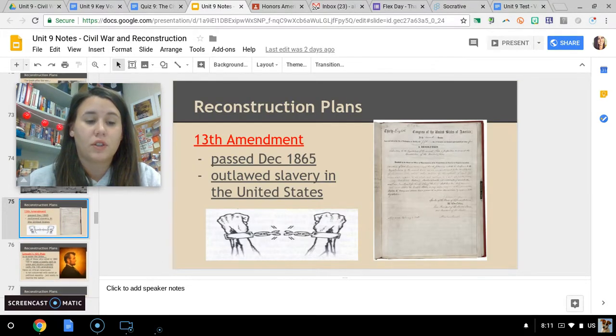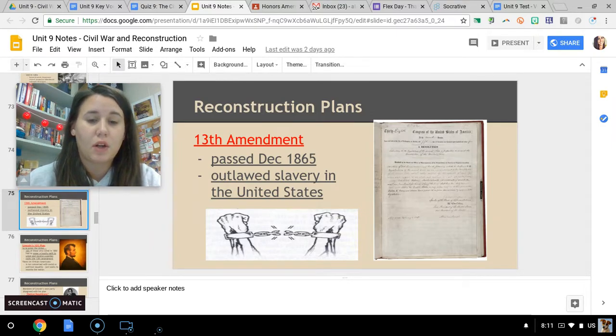Let's start with the 13th Amendment. We know that the Emancipation Proclamation freed slaves in the South during the war, but it was a temporary war measure, not something that was necessarily legally binding after the war. So one of the first priorities after the war was over was making that official. The United States ended slavery with the 13th Amendment that was passed in December of 1865. We know that Lincoln has already been assassinated. He's not here to see the end of the process, but members of Congress are able to push that through.